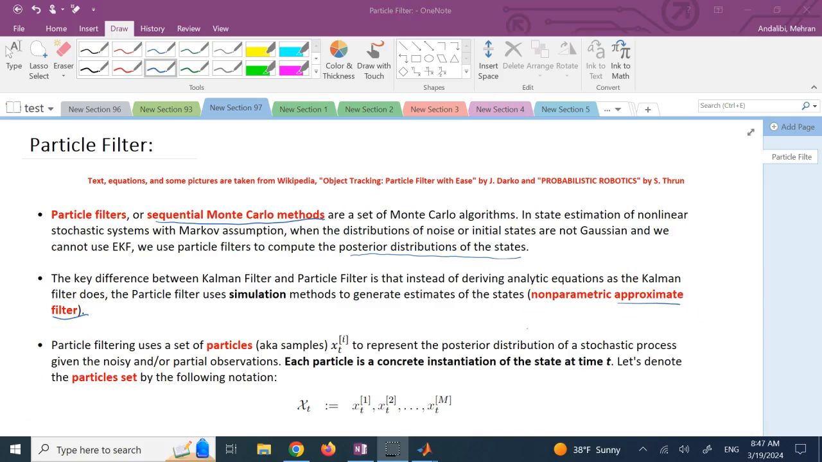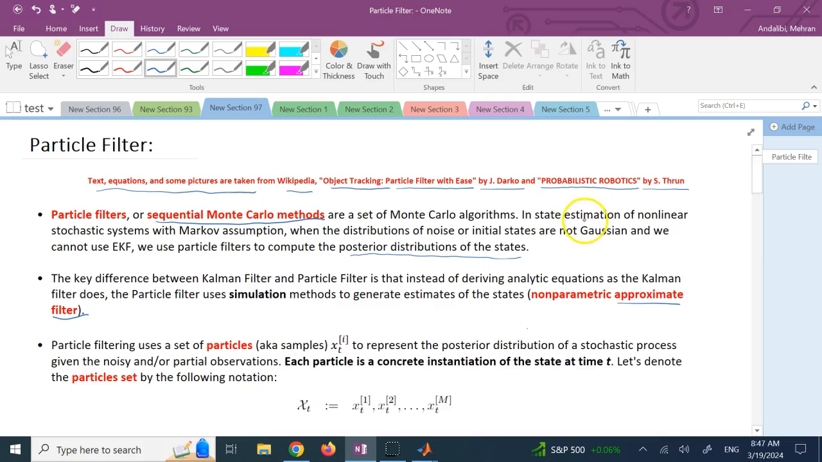So before I start, the text, equations and some of the pictures are taken from Wikipedia, "Object Tracking: Particle Filters Made with Ease" by J. Darko, and the amazing book Probabilistic Robotics by S. Thrun. This is one of the best books out there. So let's start and see how we are doing it.